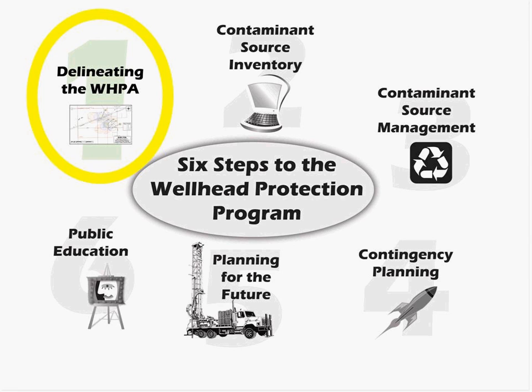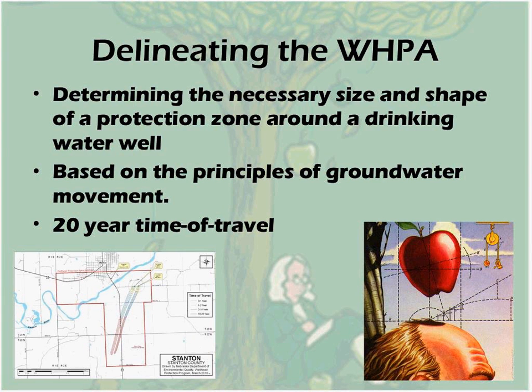We'll start with the first step, which is delineating the wellhead protection area. Wellhead protection area delineation is determining the necessary size, shape, and boundaries for a protection zone around drinking water wells. These zones are based on what is called a 20-year time of travel, or a good way to think about this is where the water located at now is that we will be drinking 20 years from now. This protection zone is based upon principles of groundwater movement.